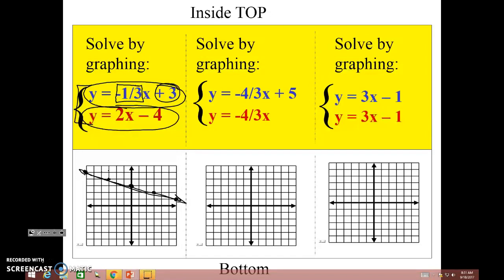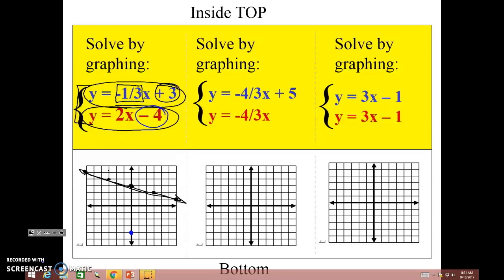Now the second thing we're going to do is graph the line 2x minus 4. Now 2x minus 4 is graphed the exact same way. We first start off with our y-intercept here, which is negative 4. We're going to go down 1, 2, 3, 4, and put a dot.